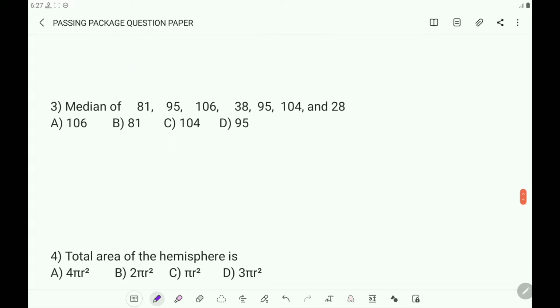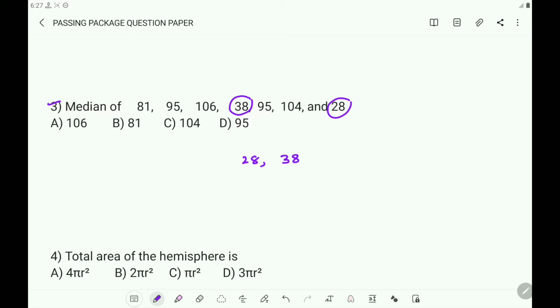Then you take the third question. What is the third question? Median of 81, 95, 106, 38, 95, 104 and 28. To find the median, the scores must be arranged in the ascending order or descending order. Then let us find the middle one, which becomes the median. So here, which is the least one? 28. You write 28.